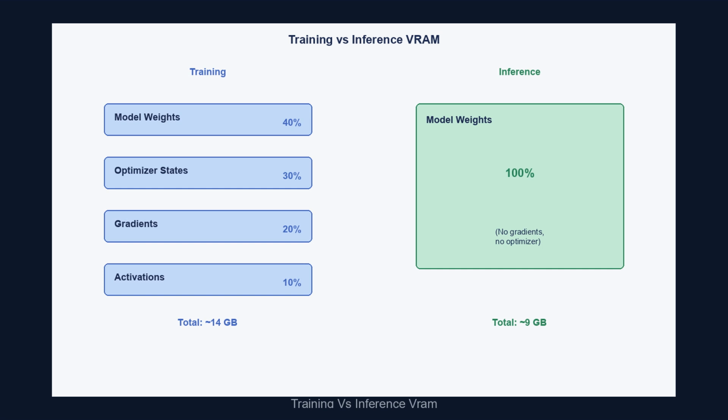Now, if we look at the right side for inference, we notice a significant shift. The VRAM usage drops to approximately 9 gigabytes, with model weights occupying the entirety of that memory, or 100%. This is because inference does not require gradients or optimizer states, leading to a much leaner memory footprint. Understanding this distinction is crucial, especially when optimizing resources for different stages of your model's life cycle.